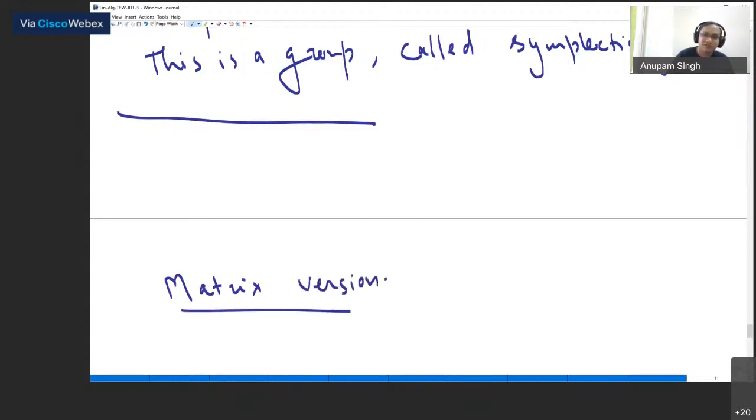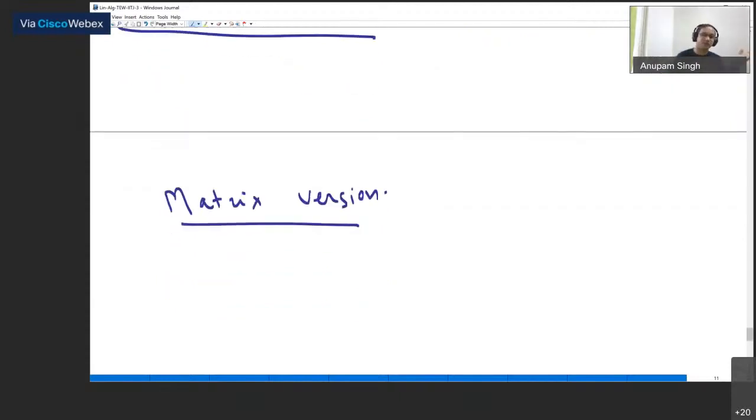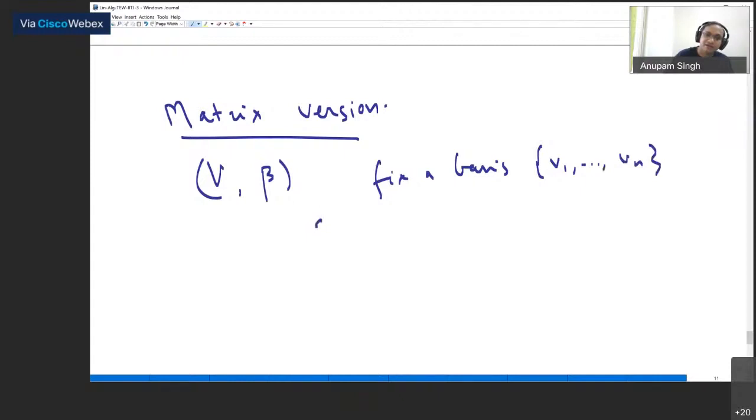As I said yesterday, sometimes it's good to think of these things as matrices, but sometimes it's good to think of them as linear transformations. They have their own advantages. So let's try to represent. Suppose I have V and I have beta, and suppose we fix a basis. Let's say the basis is V1, V2, up to Vn, and then I get the matrix of beta. Let's say it is A, which we know how to get. We just defined it in the beginning of this lecture.